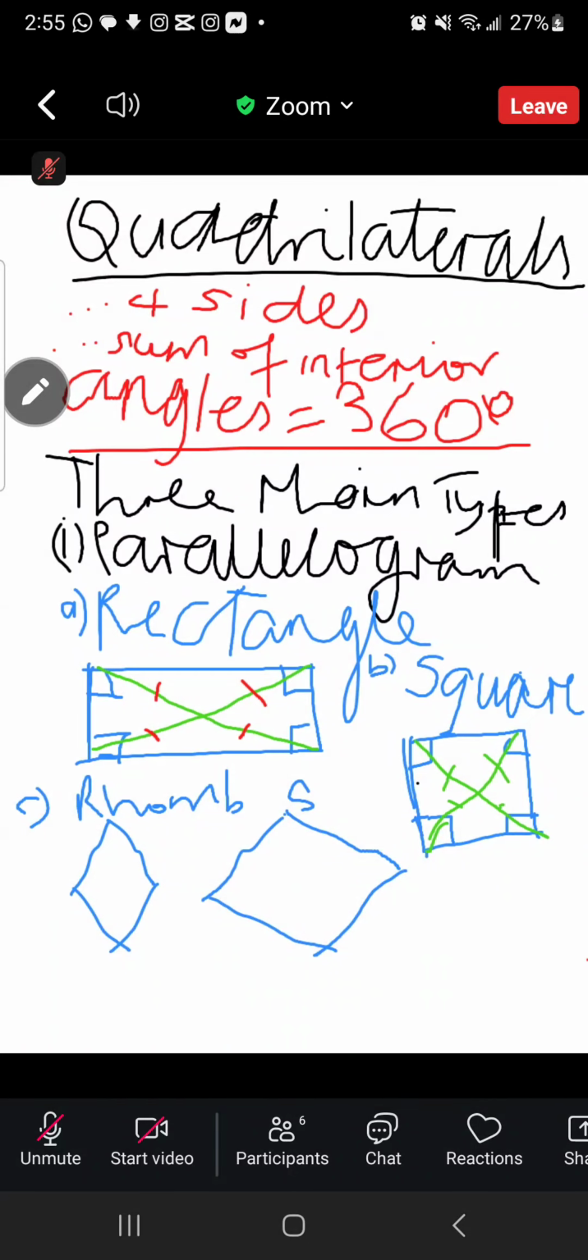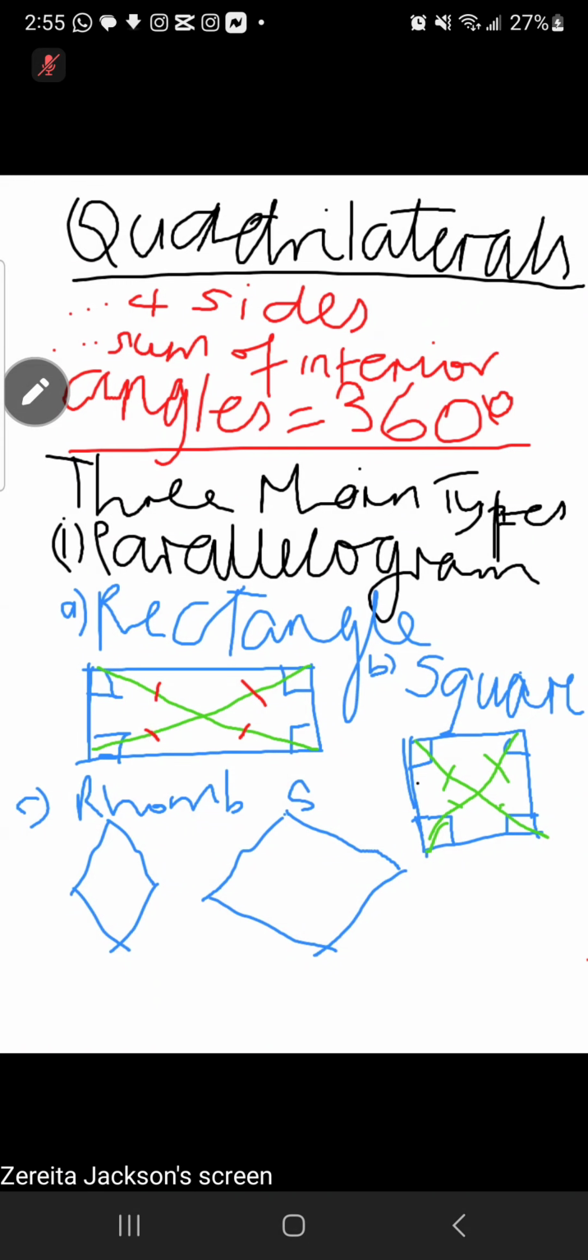So underneath rhombus, write for me: 4 equal sides. So the rhombus has 4 equal sides. Let me just put a mark on all the sides. Rhombus, 4 equal sides. Diagonals bisect at right angles. So 2 points under the rhombus. One, 4 equal sides. Second point, diagonals bisect at right angles.